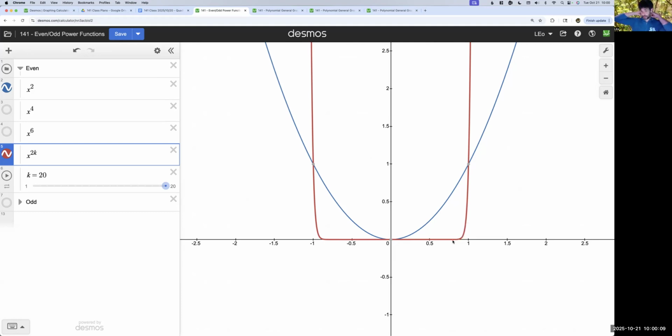So that's the idea with our even power functions, right? Even though there's obviously differences, these aren't the same shape, we're still symmetric over the y-axis.